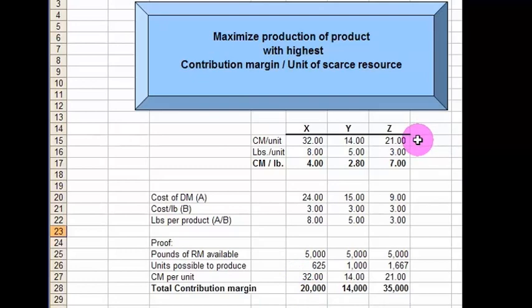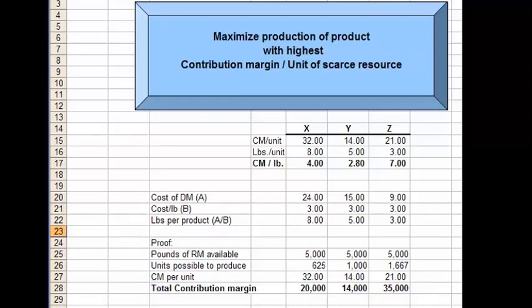Let's go over and look at Z, since that turned out to be our best product earlier. If you have 5,000 pounds of raw materials, product Z only takes 3 pounds to build 1 finished unit. So you can build 1,667 units of product Z. That's 5,000 divided by 3. 1,667 times the contribution margin per unit gives you the highest contribution margin of our 3 products.